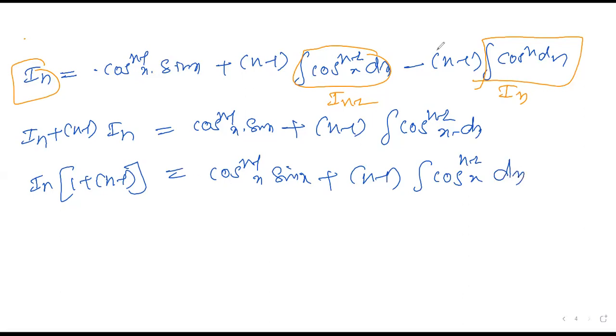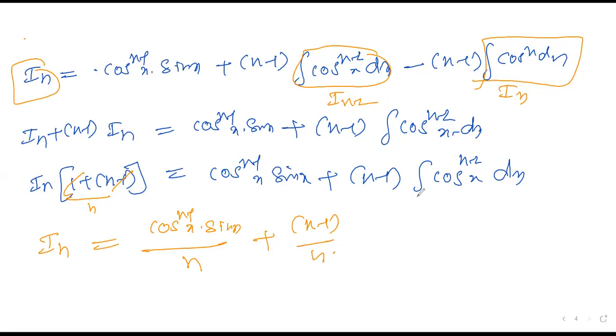So our main requirement is what? In only. So I_n is equal to this plus minus 1, only n will come here. So n should take a denominator. So cos^(n-1)x into sin x by n plus (n-1) by n into this. What you can write here is the left out, right? I_n will go out, right?